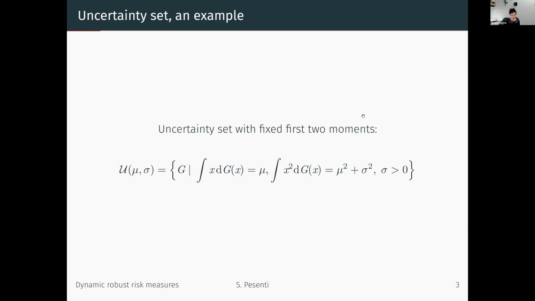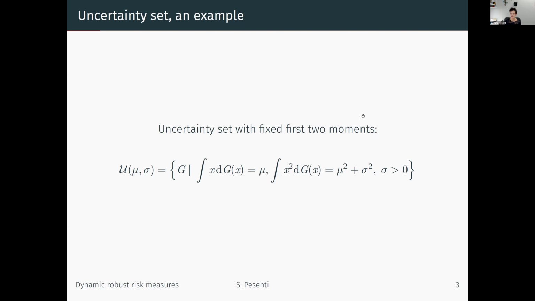So I want to give an example of that. This is an uncertainty set that has been considered quite extensively in the literature. Here people assume that you know or have a good idea what your first two moments are. So you say you have your data, and you can reliably estimate your mean and your variance. So let me consider all distributions that share the same first two moments. That will be my uncertainty set. I look at all possible distributions that have the same first two moments.